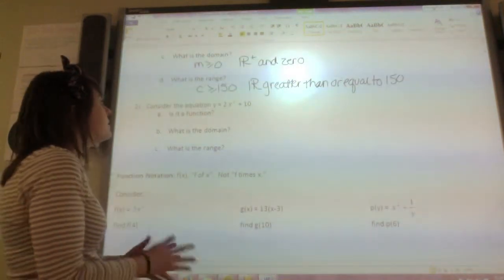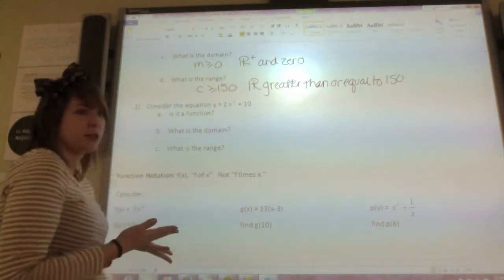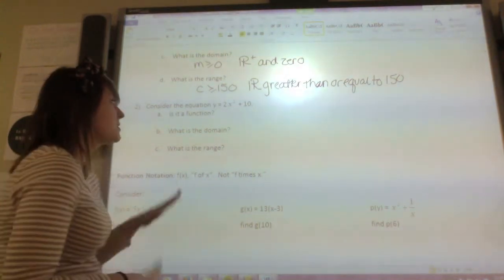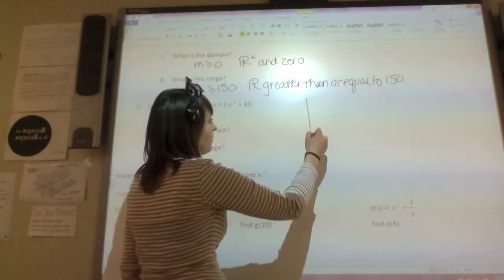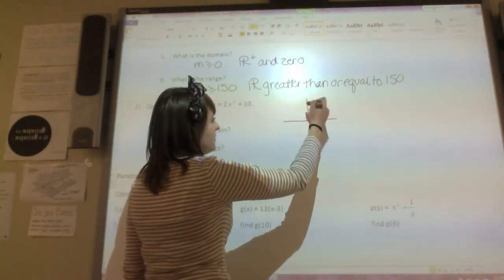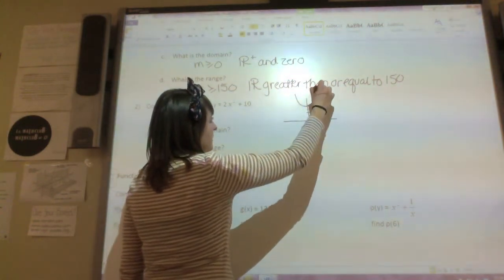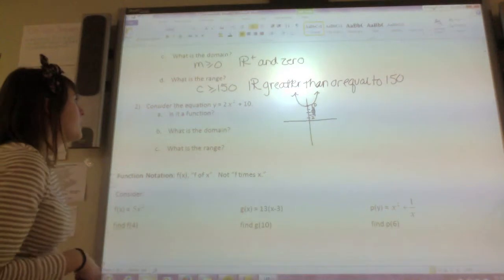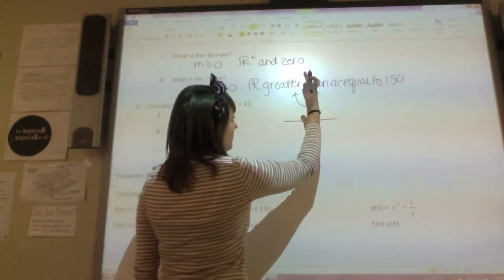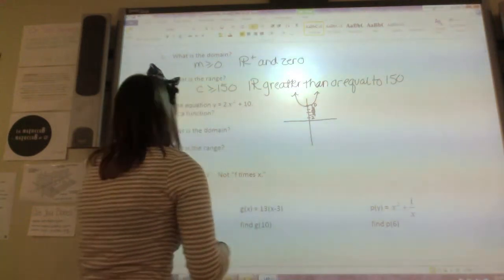Okay, so let's consider the equation y equals 2x squared plus 10. First of all, is this a function? Well, the easiest way to determine whether something is a function or not is to do the vertical line test. So I'm going to start by graphing this function. So if I go up 10, basically my function is going to look like this. Okay? So if I were to put a vertical line in here, is there any point where my vertical line will cross through more than one point? The answer is no. Therefore, this is a function.